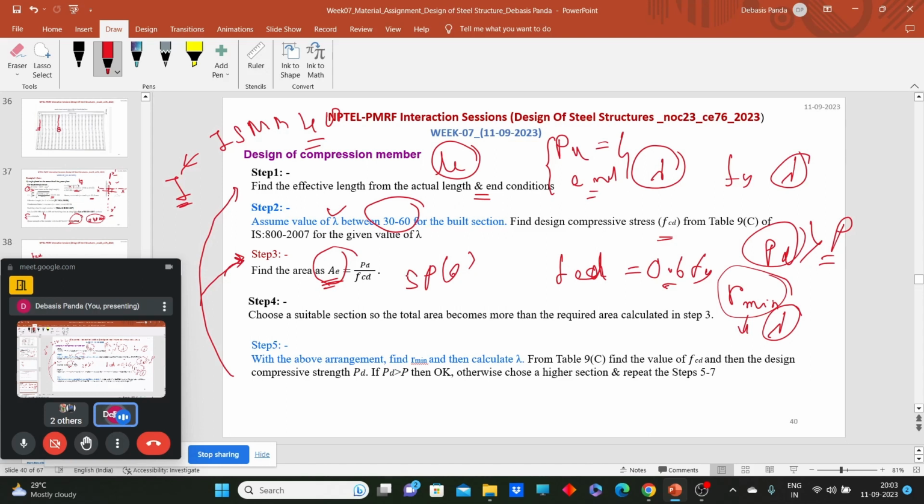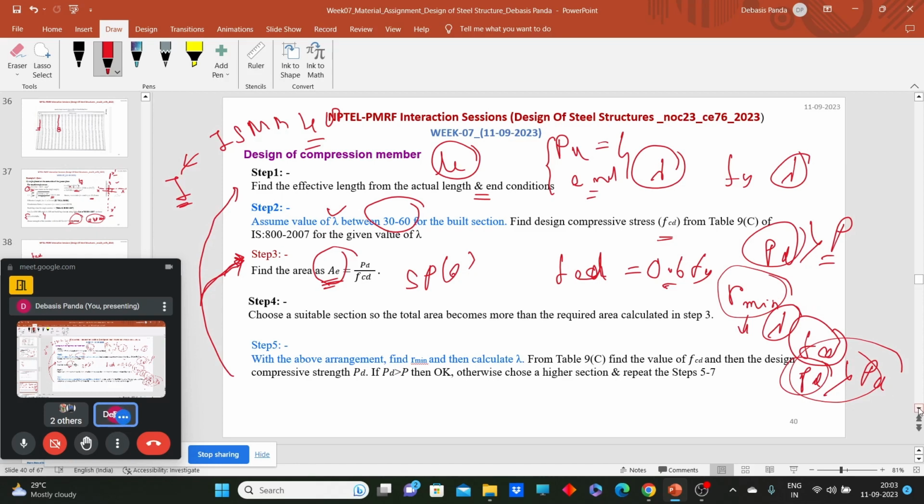Now calculate that FCD value again for this member and calculate the PD value. Now check whether your PD value is more than your factored load or not. If more than, your design is okay. If less, then go to step 3 and again select another section of higher cross sectional area. Again calculate the value of PD and check it. So this is the process.